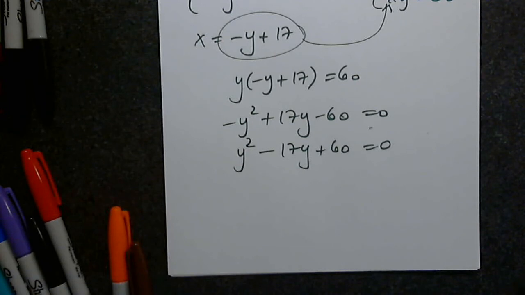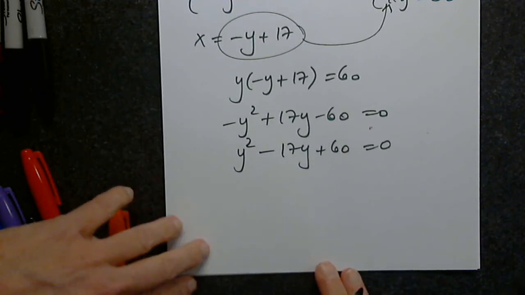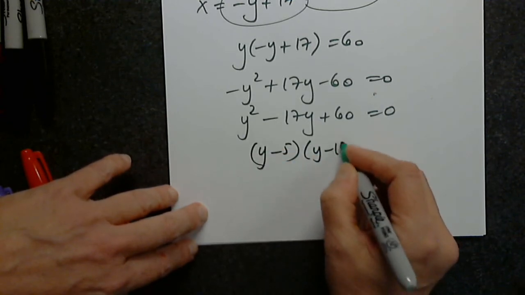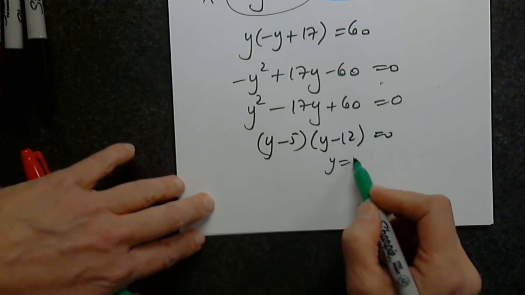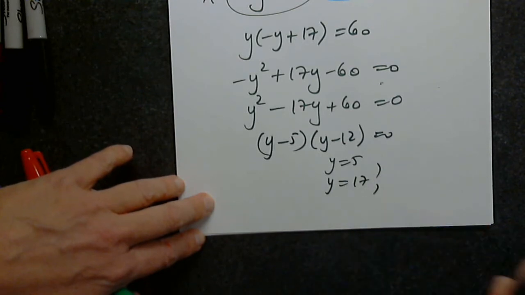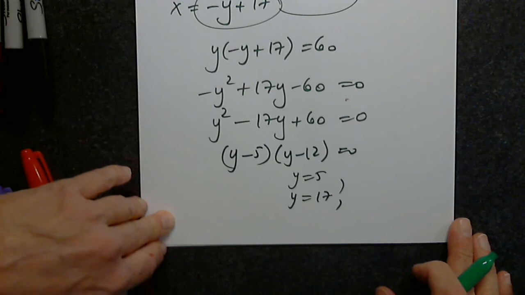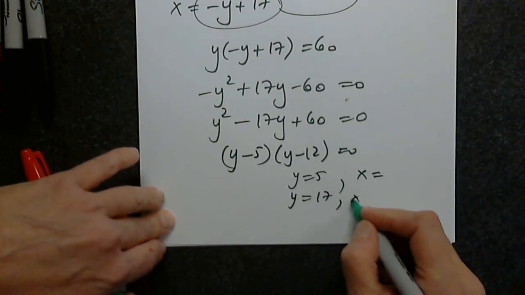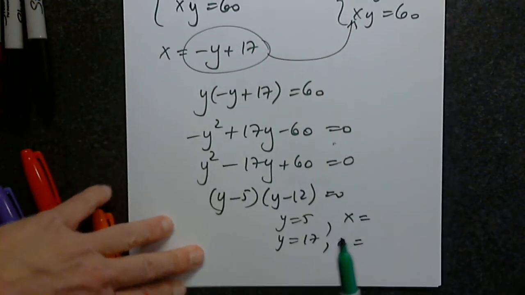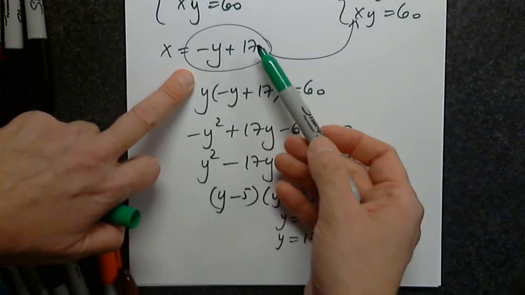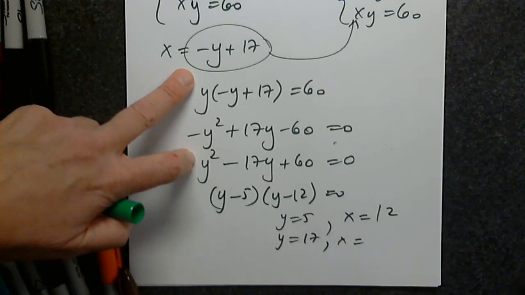15 and 2, I agree. You mean 12 and 5? Yes, so y minus 5 and y minus 12 equals 0. So then y equals 5 and y equals 12. So then we can determine the corresponding x. So we go back to this. We make y equals 5. 17 minus 5 is 12.